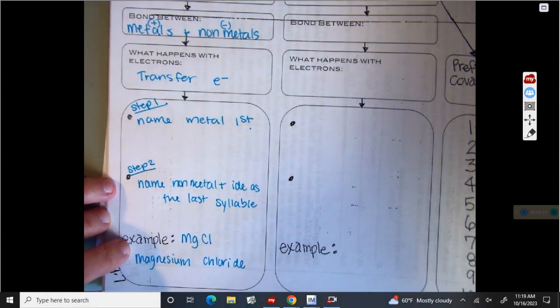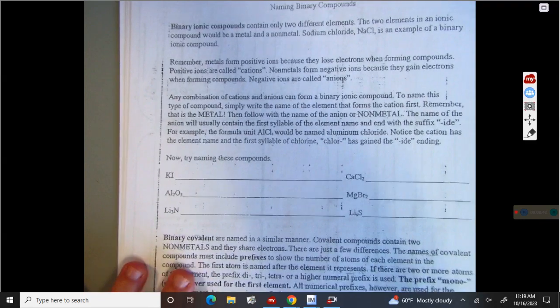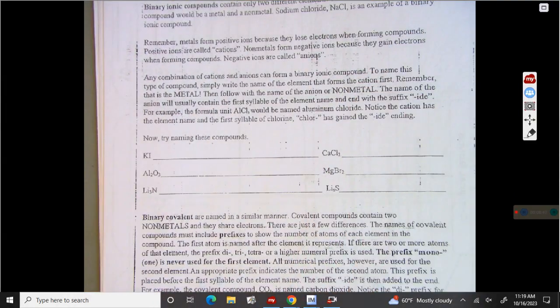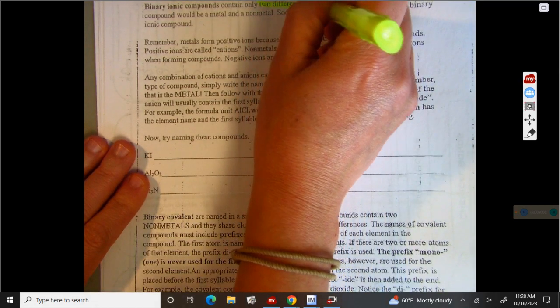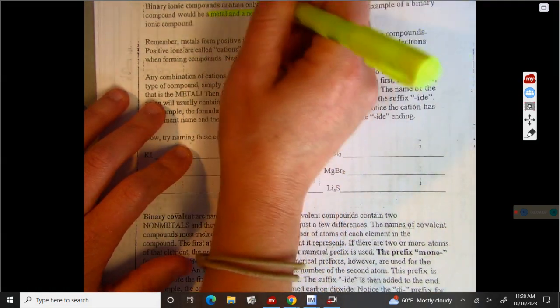So what I want you to do is grab a highlighter. And on the back of this page, we are going to look at how we write the chemical formulas for ionic compounds. We are only looking at ionic today, so please stay with me on that. With ionic, if we're talking about binary ionic compounds, binary implies they only have 2 different elements. The 2 elements in an ionic compound would be a metal and a nonmetal.